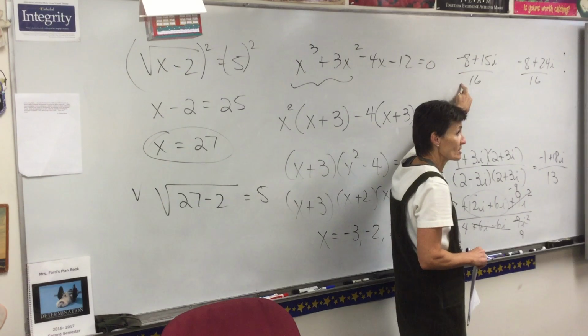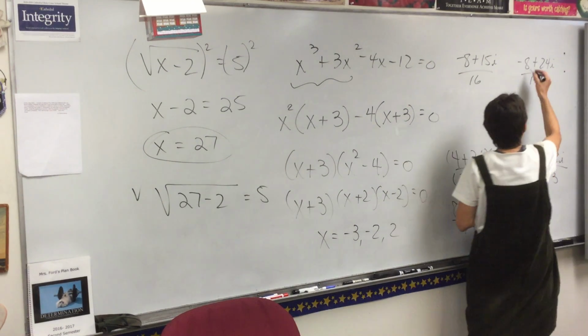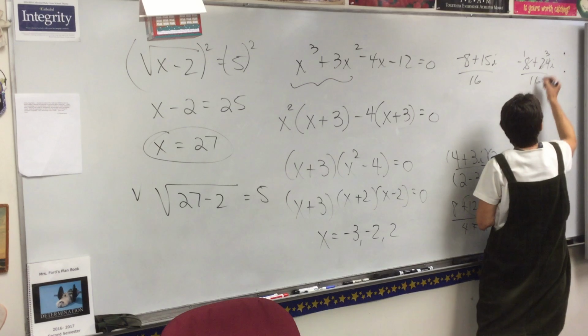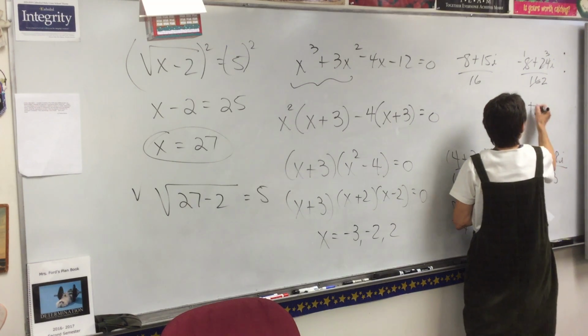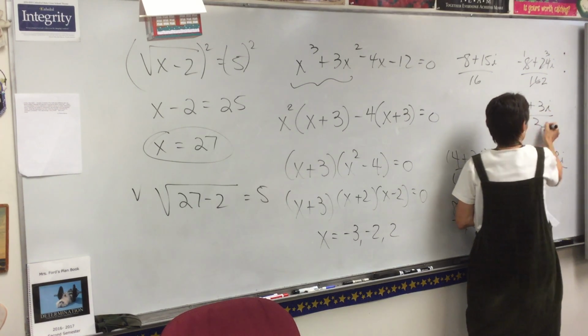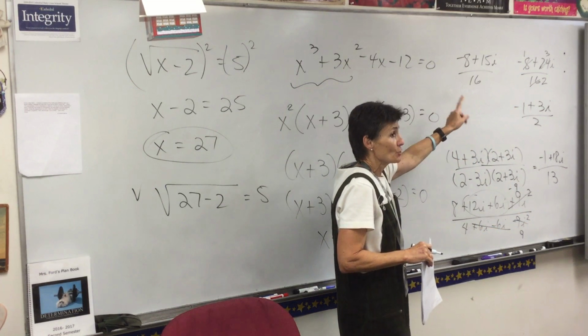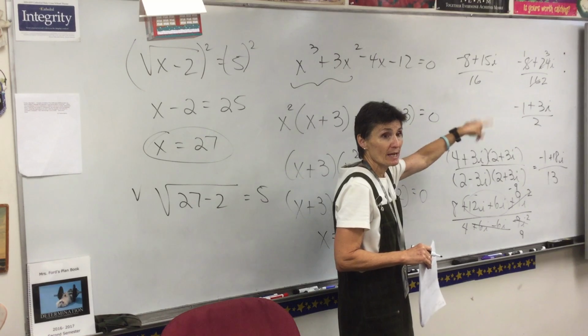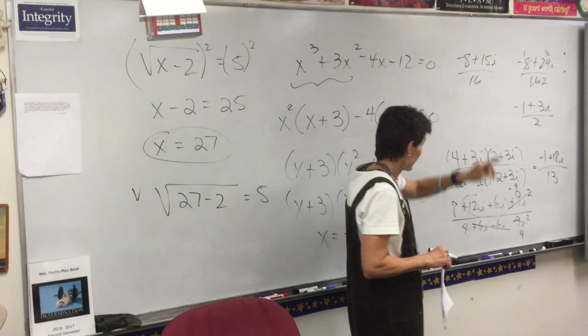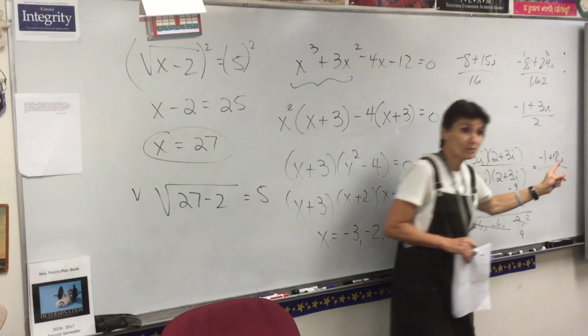So nothing cancels here, but here we could take an 8 out and be left with negative 1 plus 3i over 2. You see the difference between those 2 problems? Don't get carried away with your canceling. If you can cancel all 3, then you should do that.